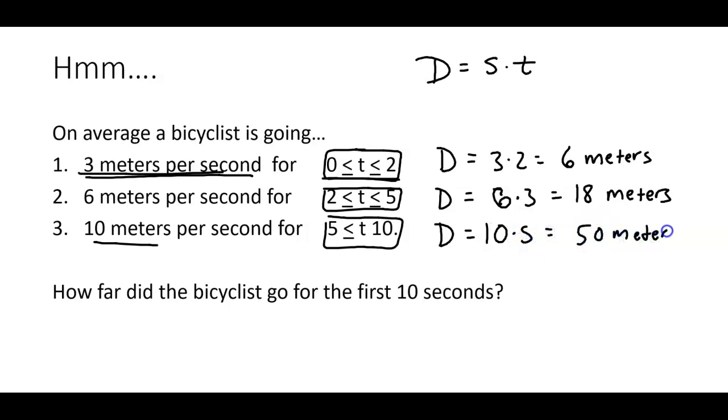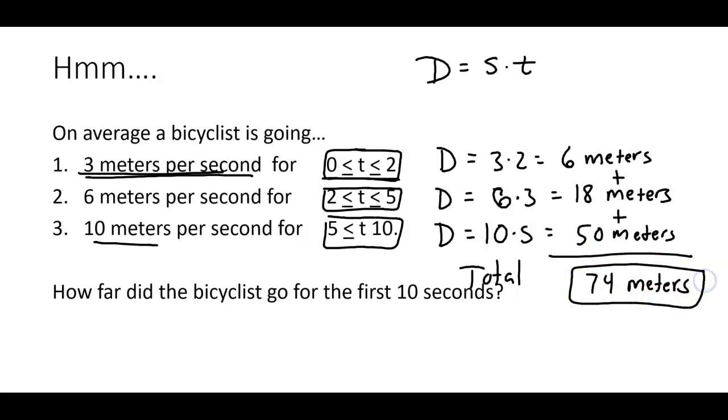And the question is, how far did he travel overall? Well, you could just add all these up to get your total, which would be 68 plus 6, which is 74 meters. So basically, he went 74 meters in 10 seconds. And so that's our answer.